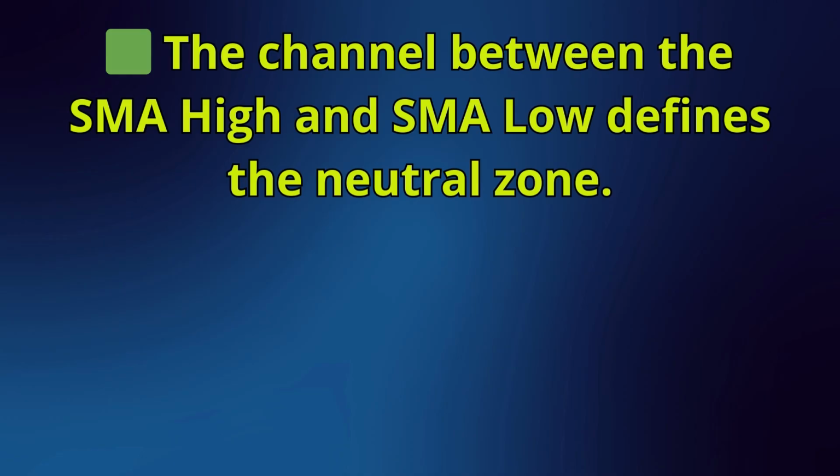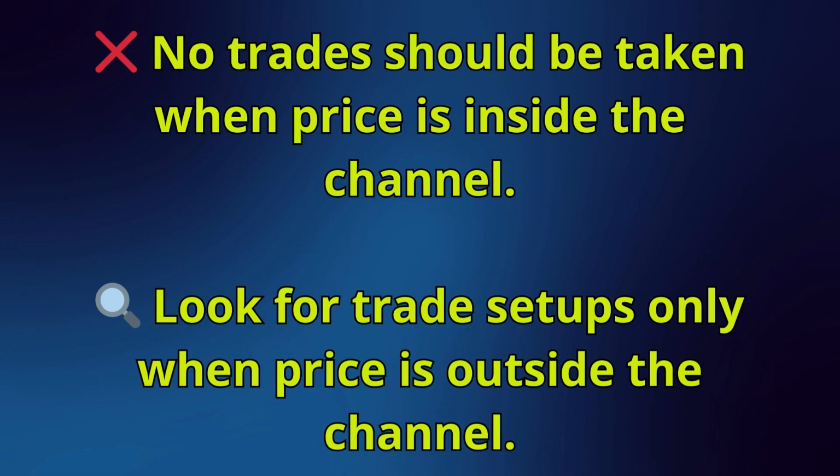This channel created by the 2 SMAs is what we call the neutral zone. Think of it as an area of uncertainty or consolidation, where the market doesn't have a clear direction. And this leads us to our first and most important rule. If the price is trading inside this channel, we do absolutely nothing. We are only interested in looking for trade setups when the price is clearly trading outside the channel.